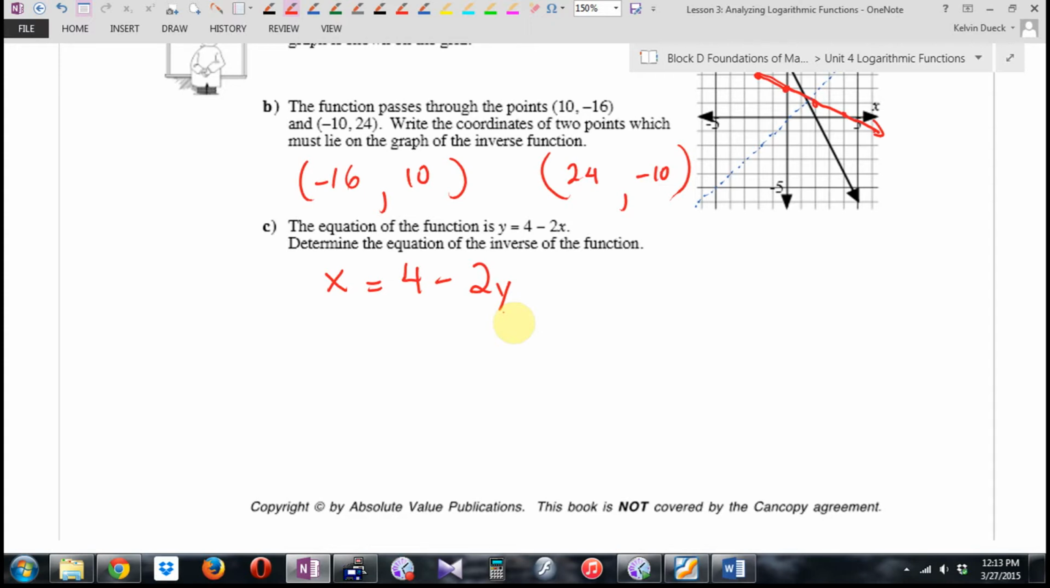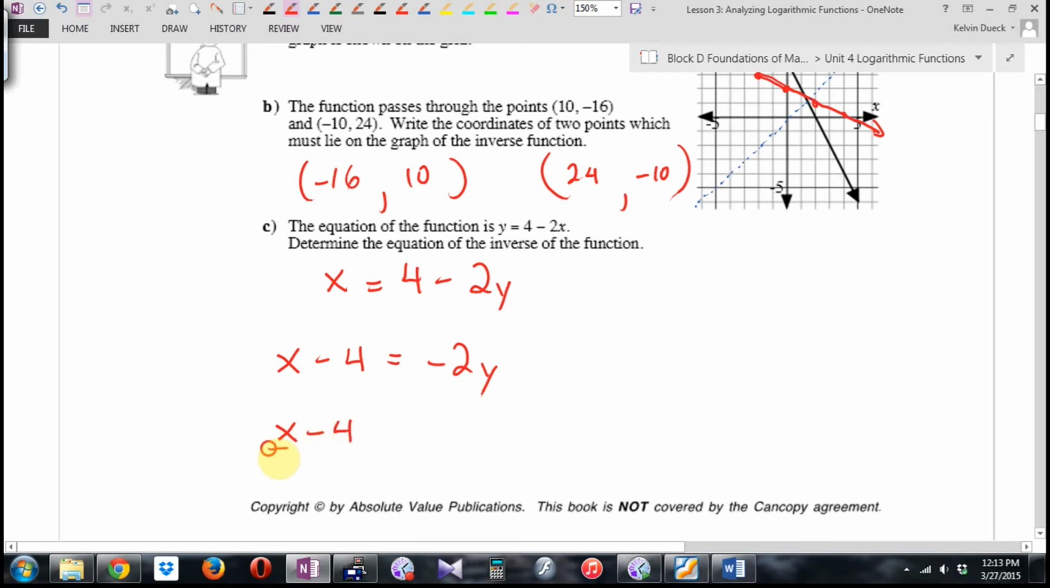Add over the 2. I think you may have thought it right and said it wrong. Okay, subtract the 4. Sure. x take away 4 equals negative 2y. Kyle? I think you're right, Kyle. Nice and loud. y equals x minus 4 over negative 2. There's the inverse.